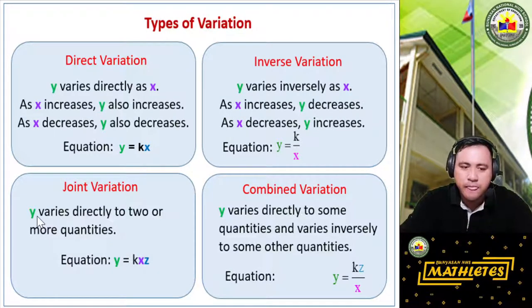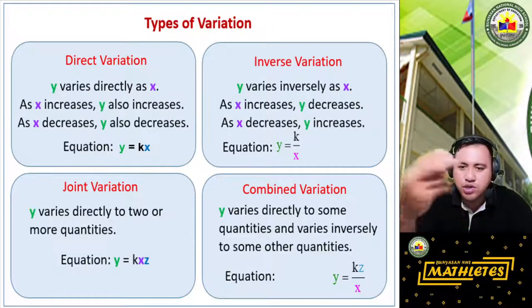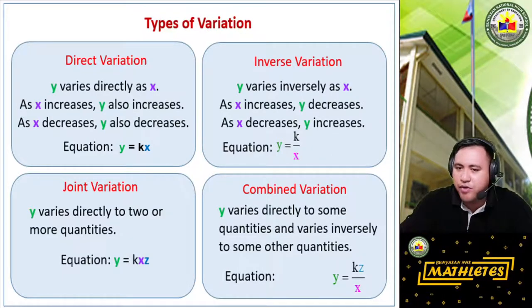Joint variation: y varies directly to two or more quantities. Para siyang direct variation, pero gumagamit siya ng more than two variables. Yung direct, dalawa lang, it involves only two variables. Whereas joint variation involves more than two variables. Ang kaibahan nila is the number of variables involved. The equation is y is equal to kxz. Xyz na yung involved. Ito, xy lang, dalawa lang. Ito, tatlo: x, y, and z.